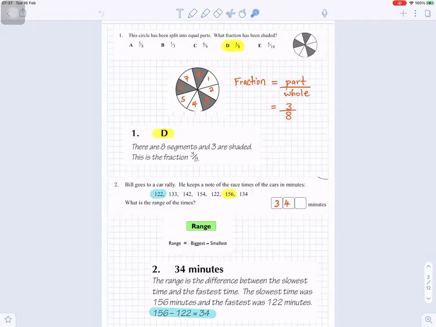And the biggest number is 156. The smallest is 122. So 156 minus 122, it gives you 34. So that's how you find the range. And in this case, it's between the slowest and the fastest car.